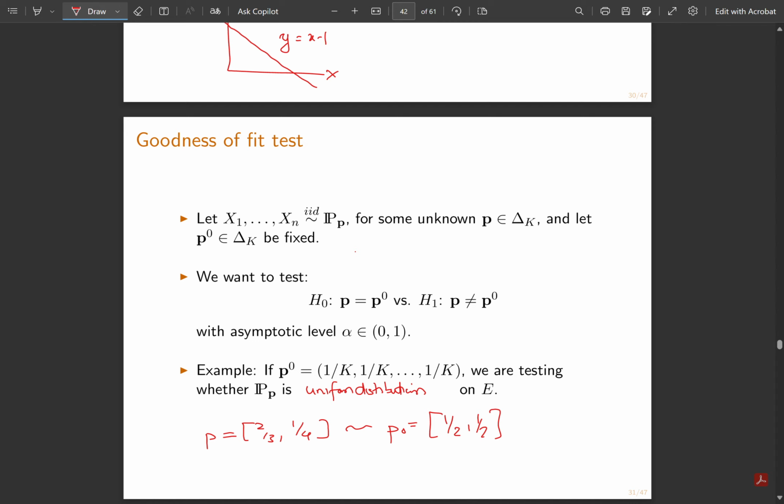We have IID random variables called X, with n instances, 1 through n, and they have a distribution P, and this belongs to the simplex of K. And next we have P naught. It also belongs to the simplex of K.